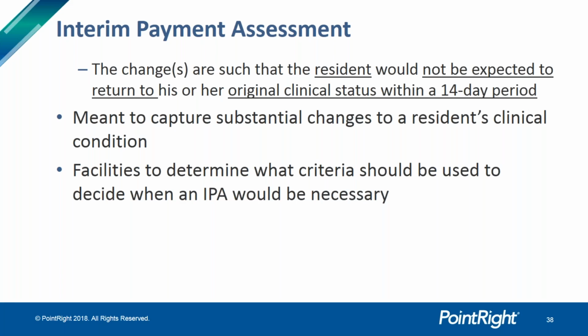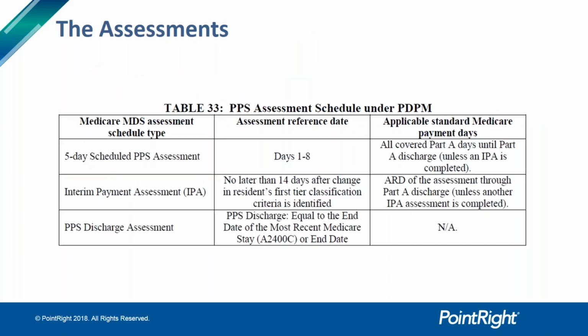So if we take a peek at the assessments themselves under the new PDPM, what PPS assessments will we have to do? We're down to 3. The 5-day has to have an ARD between day 1 through day 8, and it will pay for the entire stay. So no more figuring out when the rate switches to what it switches to. It's going to be consistent throughout the stay until they're discharged. And the only caveat to that is if you do an IPA.